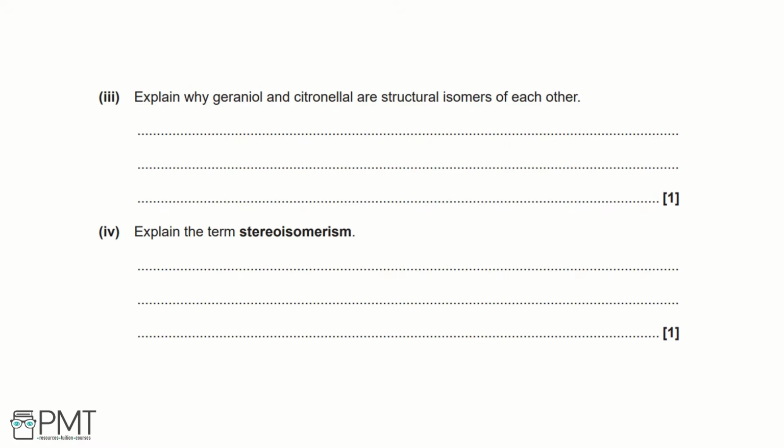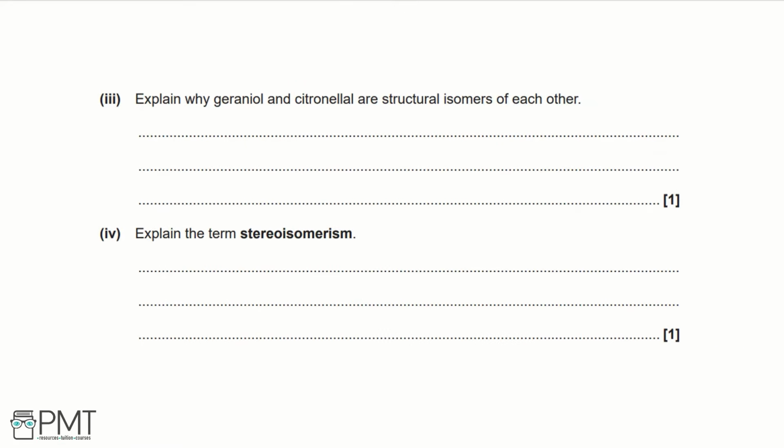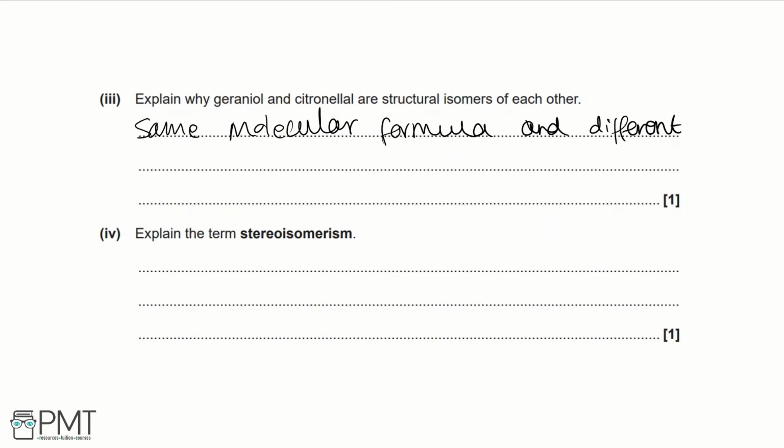Part 3. Explain why geraniol and citronellal are structural isomers of each other. The question is asking for a definition of a structural isomer. The definition for a structural isomer is that they have the same molecular formula and different structural formulae. To get the mark for this question, you must write this statement: same molecular formula and different structural formulae.